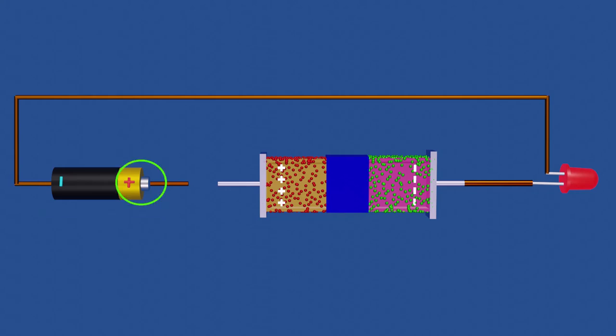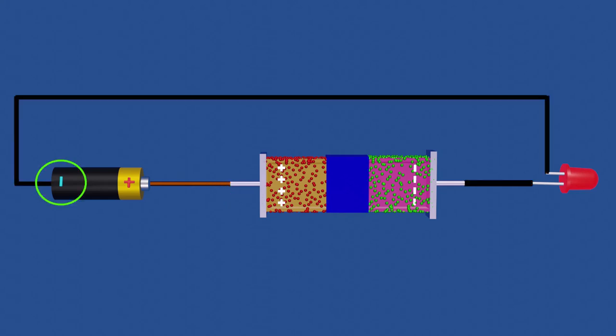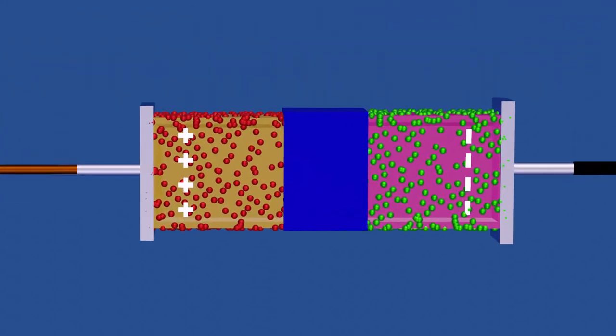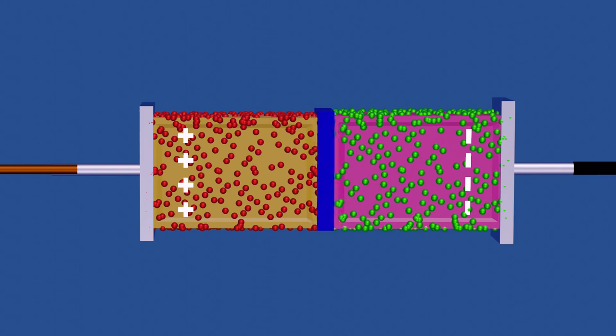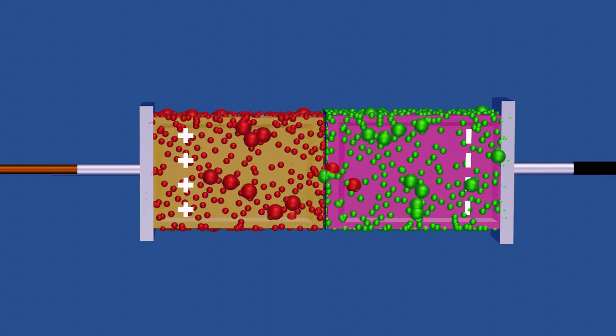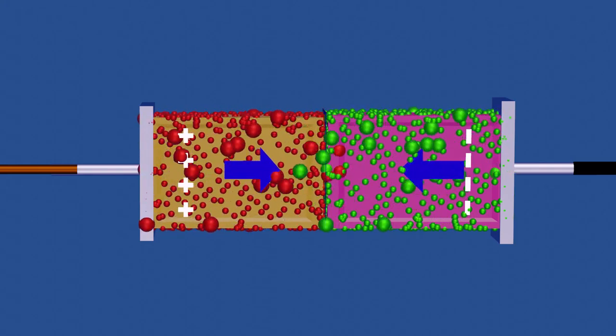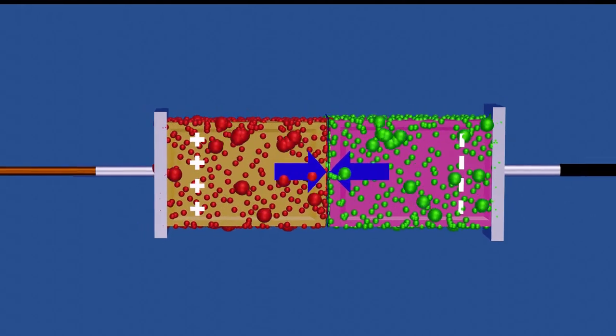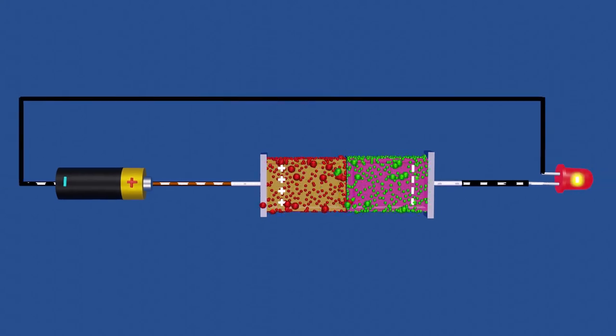If the positive terminal of a battery is connected to the P-type material and the negative terminal to the N-type material, the diode is in forward bias. This causes the depletion region to become thinner. At around 0.7 volts, called the knee voltage, the depletion region vanishes, and the diode fully conducts. Holes and electrons are pushed towards the junction, where they recombine, allowing current to flow with low resistance.